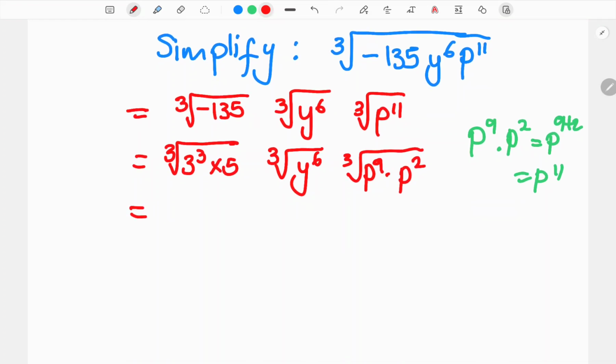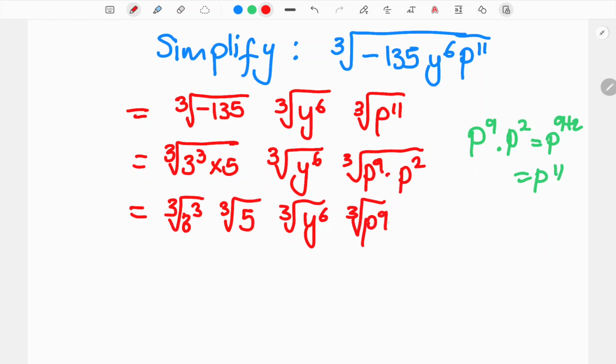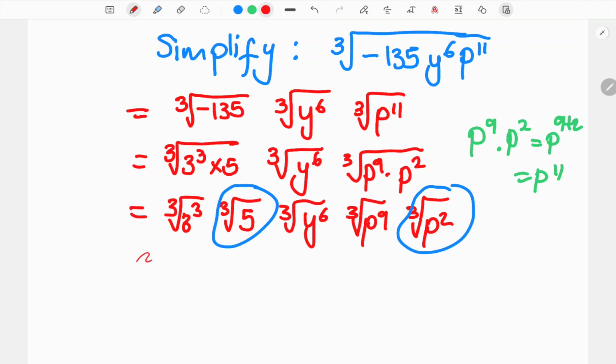We can now further say 3 cube root of 3 to the 3, and then cube root of 5, cube root of y to the 6, cube root of p to the 9, cube root of p to the 2. Right. So in this case, these two things cannot be simplified further. The others we can simplify further. So let's first simplify those we can simplify.